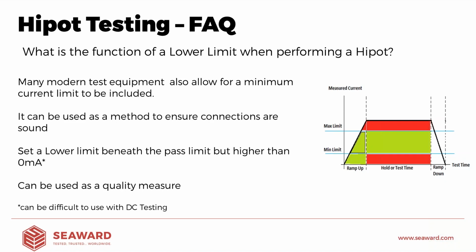So the lower limit is purely there as a quality measure. We can really tighten up our tolerances on our max and minimum limits. If we know we're always expecting around 3.3 milliamps, we can use the lower limit as a catch-all situation for when things aren't properly connected.